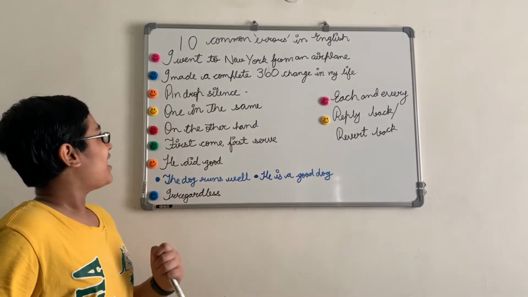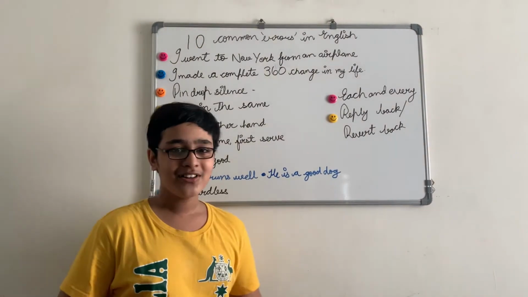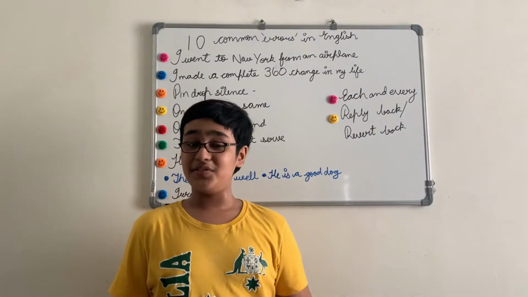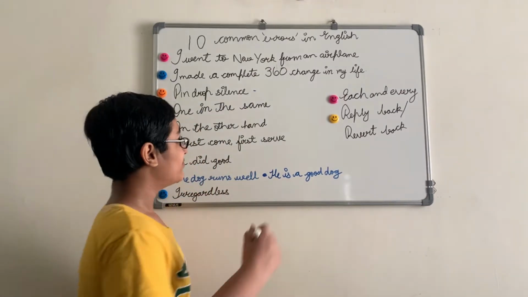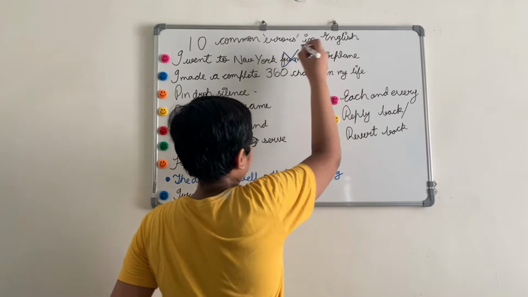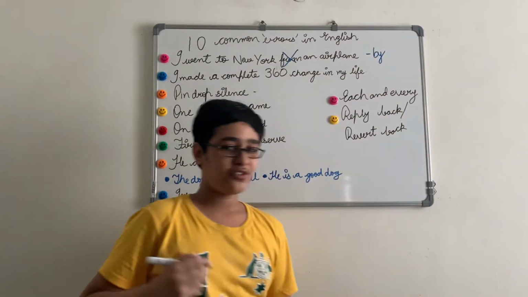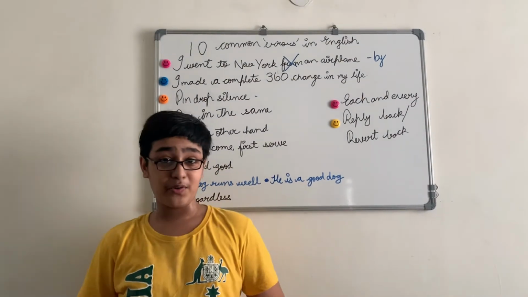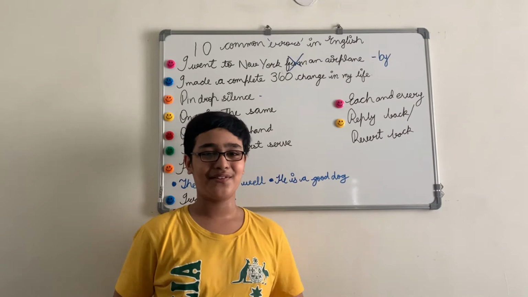Now the first one that I have for you is, I went to New York from an airplane. Okay, so over here, there is a grammatical error. So can you spot it? Well, it is from. Now instead of from, we will use by. So now you might be puzzled that, Ayushman, where to use from and where to use by? Well, I have the answer for you.